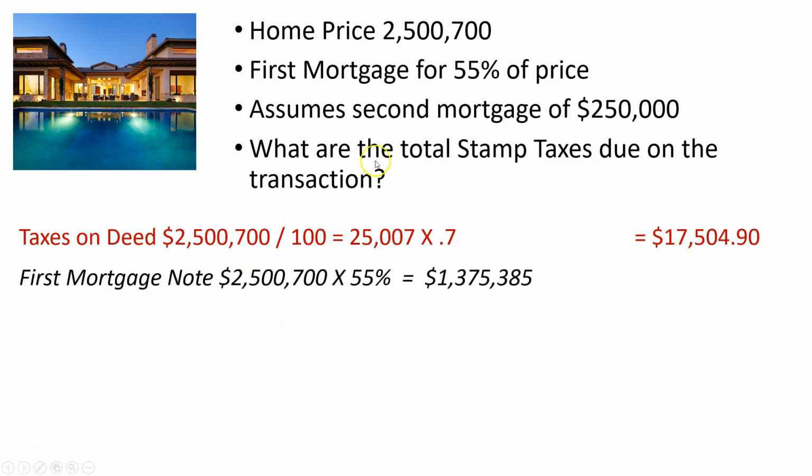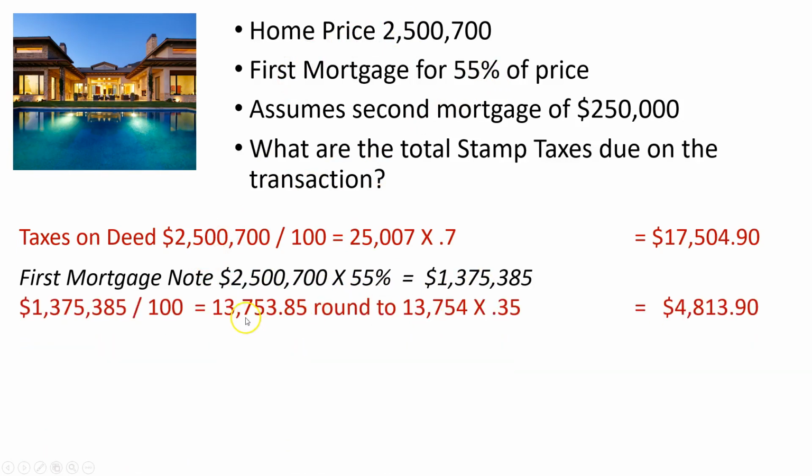Then we go on the first mortgage. The first mortgage, which we assume is a new mortgage, is 55% of the price. We have to work out what 55% of 2.5 million is, 1.375 million. That's the one now that we then go and divide by 100. Because we have to round up, we go to the next whole number. Multiply it by 35 cents and you get the stamp tax on the note.